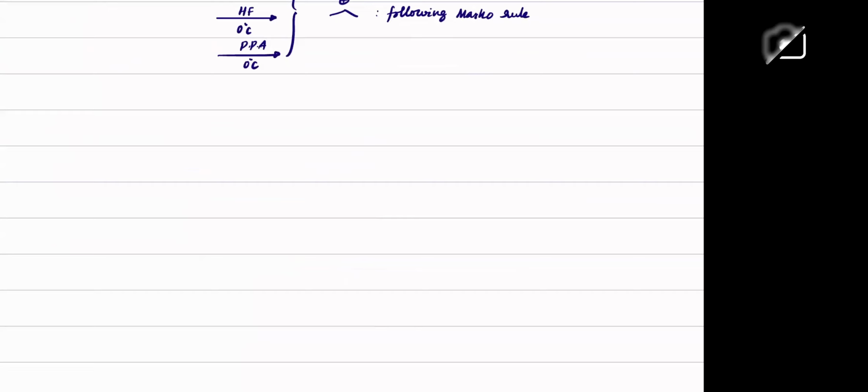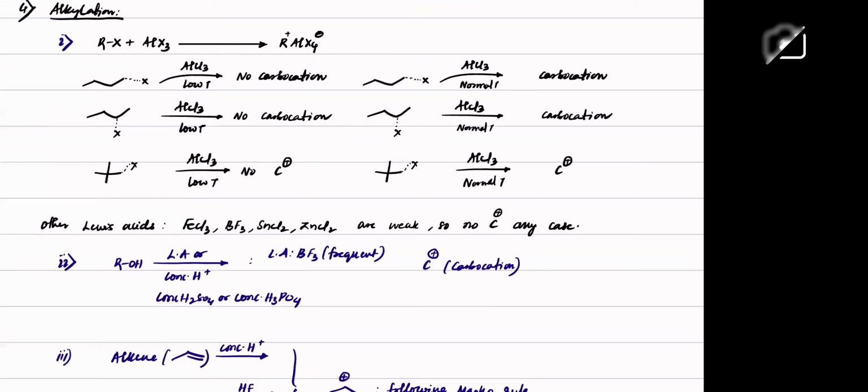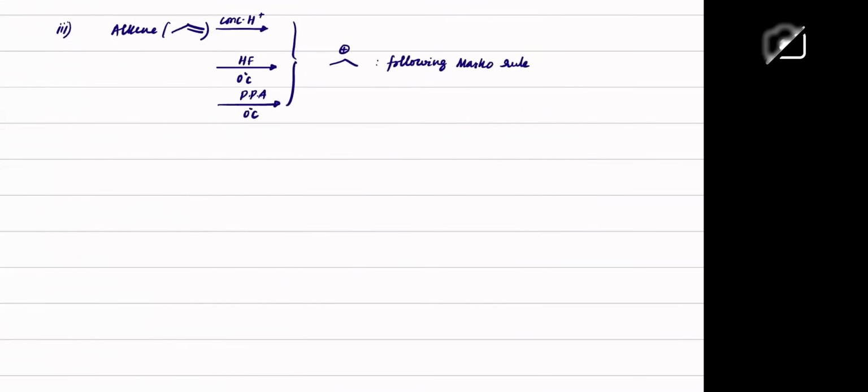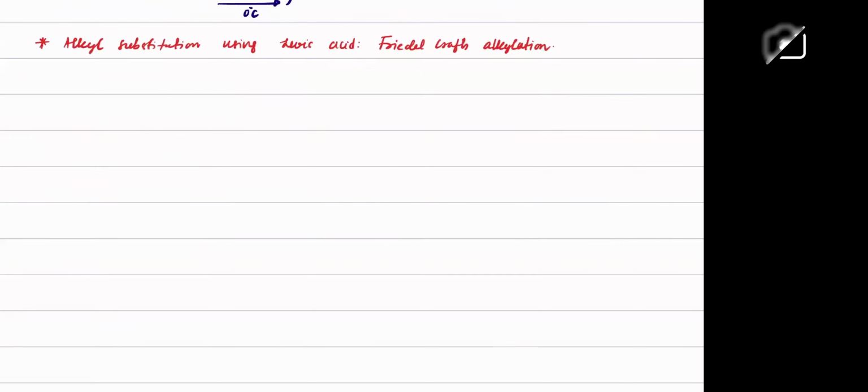Now what are the types of reactions that you will get? Directly we'll get into the reactions. These reactions, where you are making an alkyl substitution using a Lewis acid, is called Friedel-Crafts alkylation. Understood now? This is Friedel-Crafts alkylation.